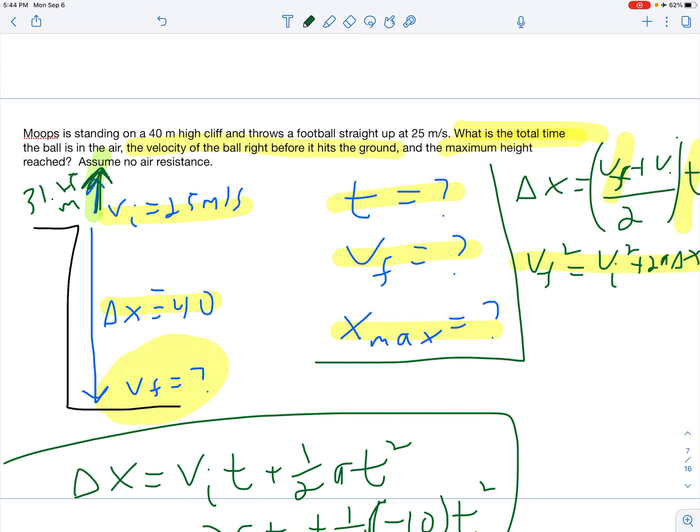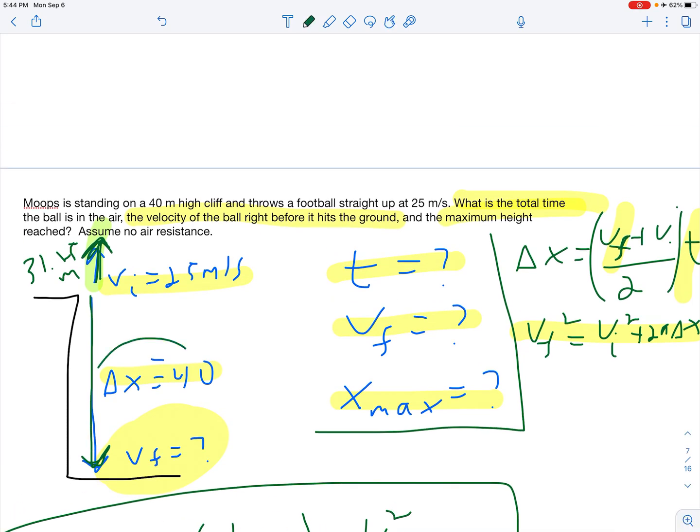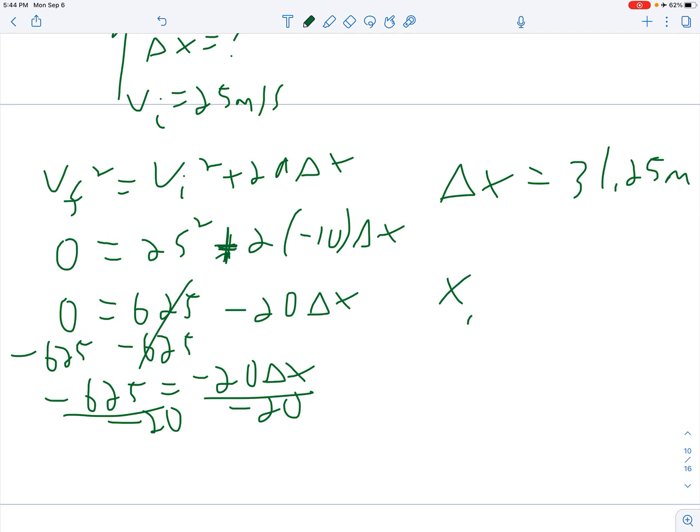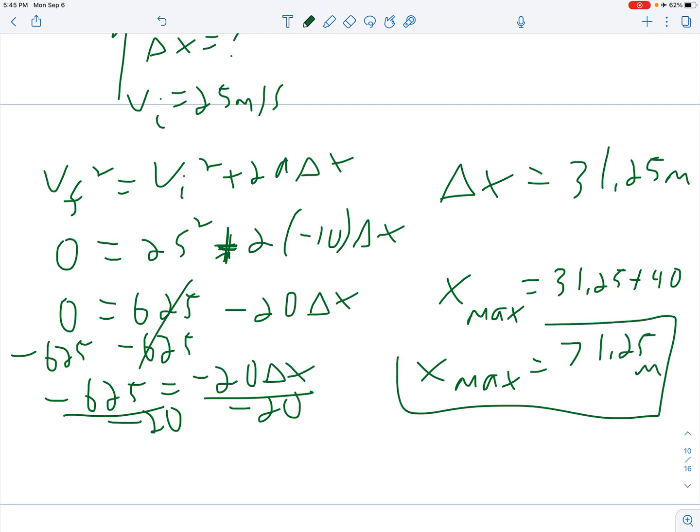It's this up part. To find the total height of the ball, I have to add this down part, which is 40. So my total height, my x max, would equal 31.25 plus 40, which is 71.25 meters. So there are several ways to do these problems. You can use a multitude of equations. It's just whatever one floats your boat and makes the most sense for you.